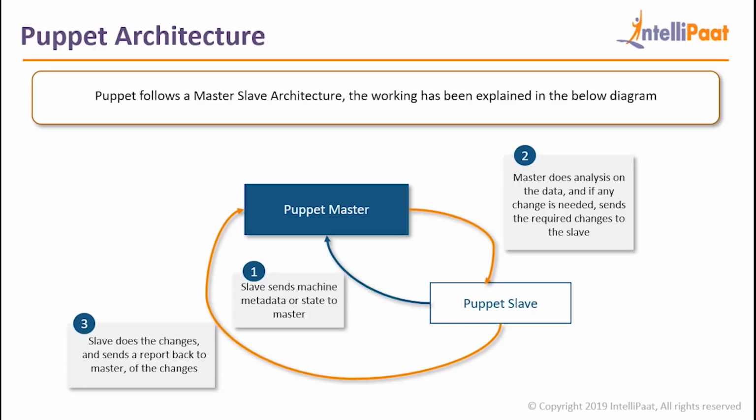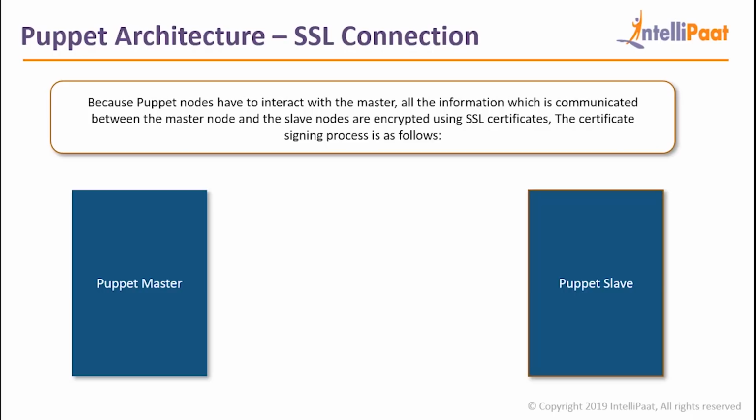Similarly, because there's a lot of communication, a lot of back and forth which happens between the Puppet master and Puppet slave, the communication which happens between these nodes is encrypted. And it is encrypted using SSL certificates, right? So there's an SSL connection which is established between the Puppet master and the Puppet slave, and the way it works is something like this, right?